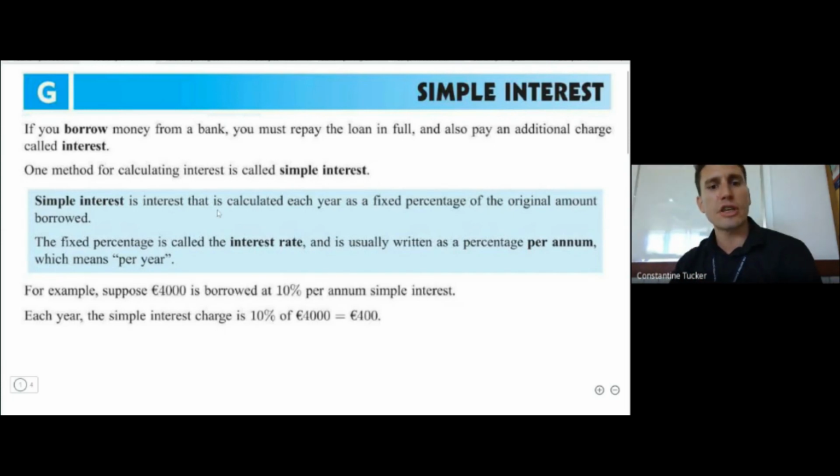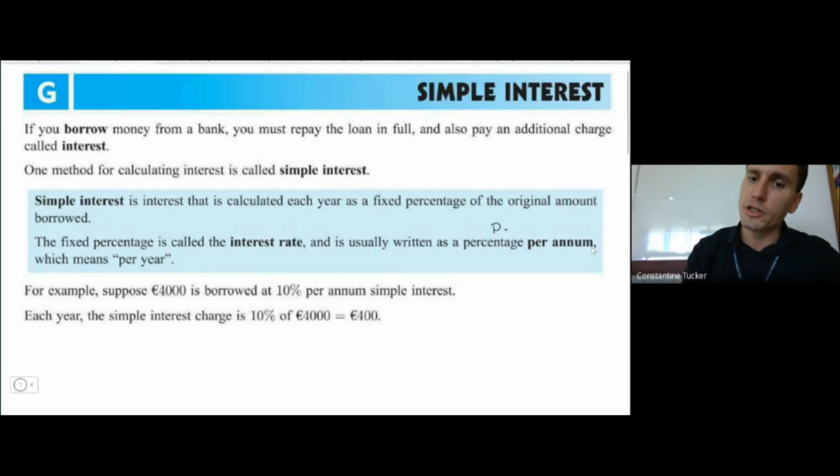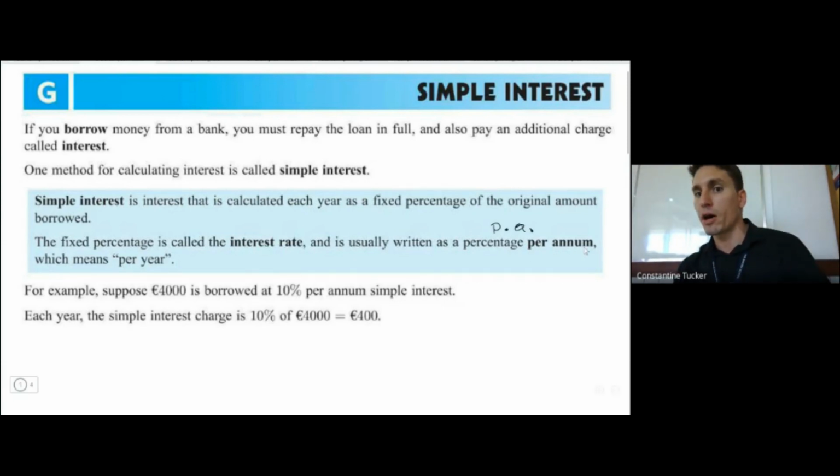So simple interest is basically calculated as a fixed percentage of the original amount that we borrowed. And this will depend on the so-called interest rate. And this interest rate will be given as a percentage per annum, which we often write as P.A. So when you see this P.A, it will mean per annum. So it means interest per year.